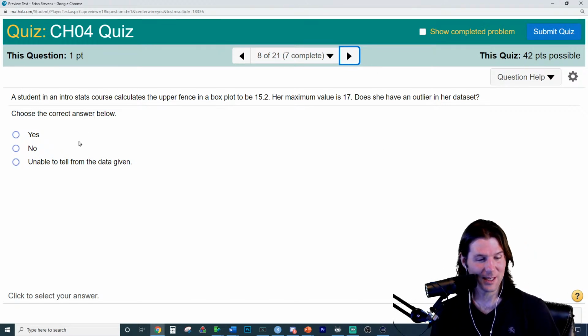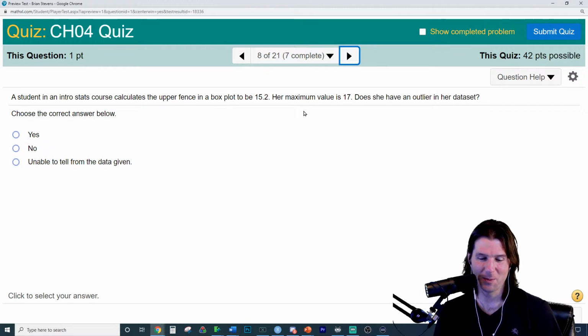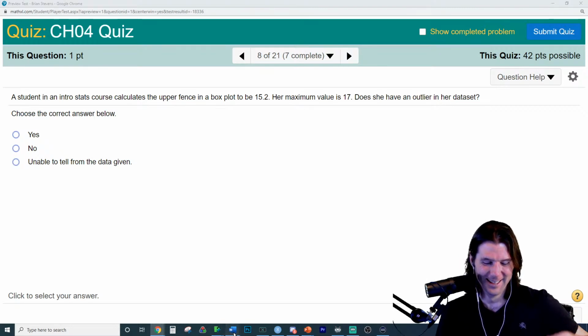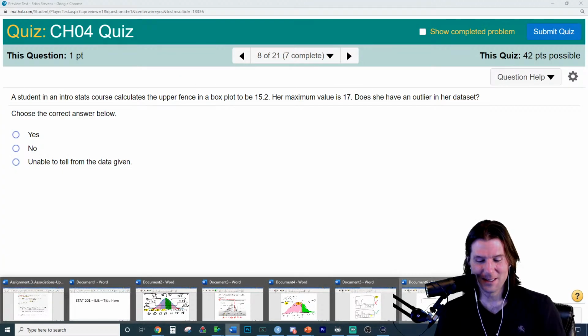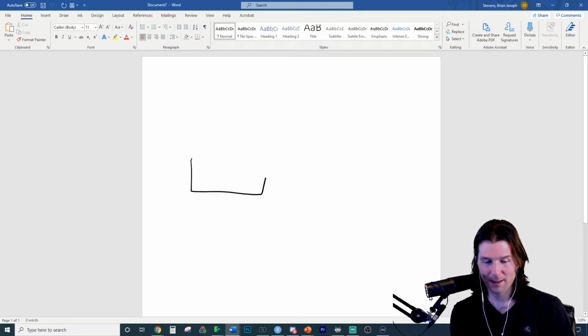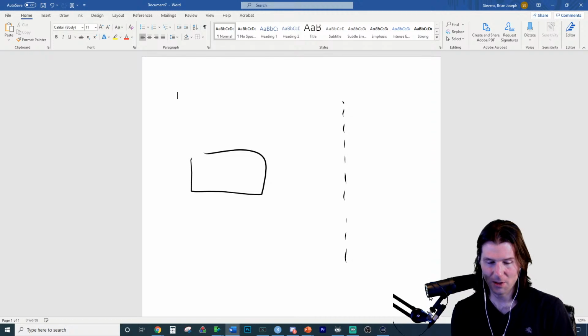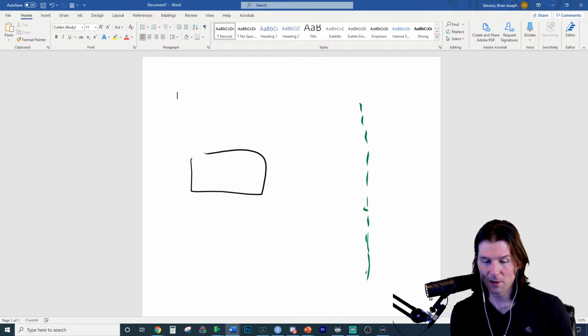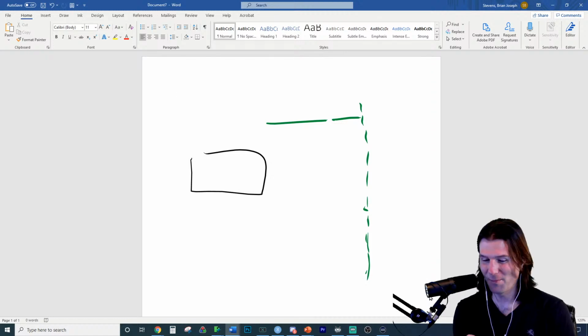A student in our class calculates the upper fence of a box plot to be 15.2. Her maximum value is... So does this mean it's an outlier? So what they've done is they've created this box, and then they've said the upper fence, which is going to be 1.5. That's probably not 1.5 IQRs. We have to do this accurately right here. So this is 1.5 IQRs. So yep, you got it right there.